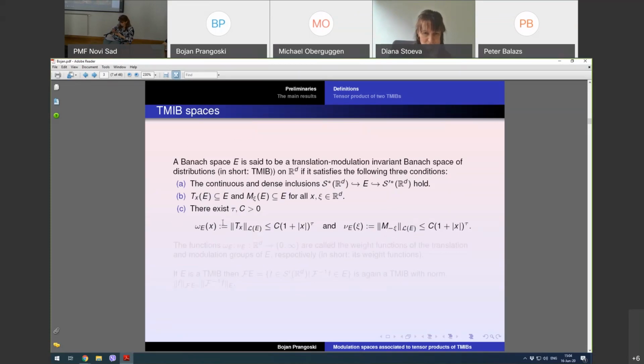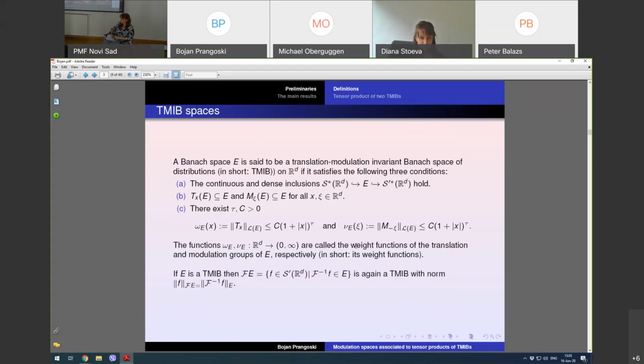One can now define two weight functions for the space E. ω_E(x) will denote the operator norm of the translation, and ν_E(ξ) will be the operator norm of the modulation. These two functions are obviously submultiplicative, and the third condition actually imposes polynomial bounds on them. I will always call these functions the weight functions for the space E.